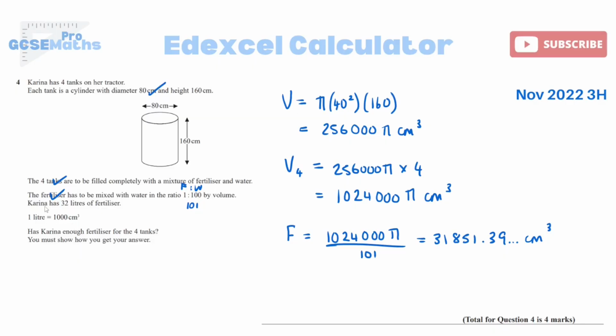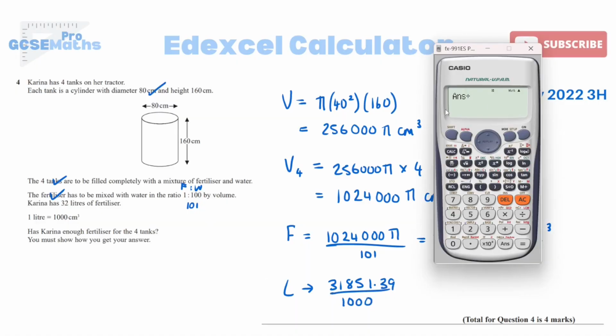Tick that off. Now it's saying that Karina has 32 litres of fertilizer. So hers is in litres, mine is in centimetres cubed. You can convert it either way. I'm going to convert this into litres. That's just my choice. So for litres, we're going to have to divide the 31,000 by this conversion, the 1,000 centimetres cubed. So I'm just going to copy my answer so that I don't just cut off the decimals as I've written down. Now, technically you don't really need to use the calculator for this, but you can if you want to. Either way, we then get 31 point, let's say 85.